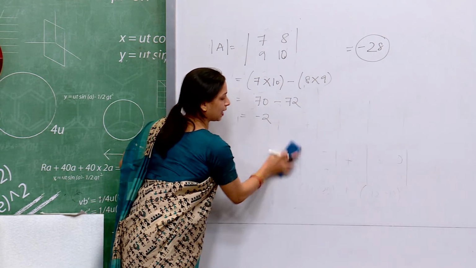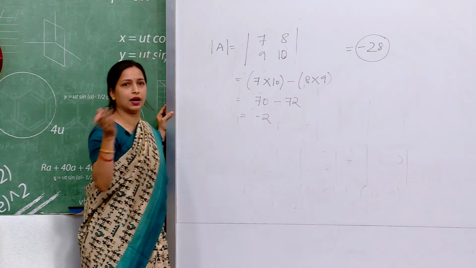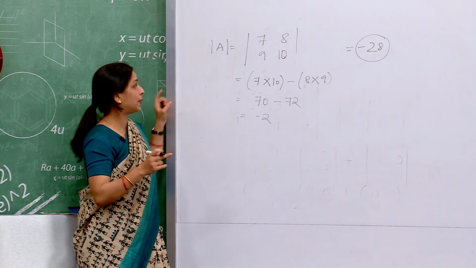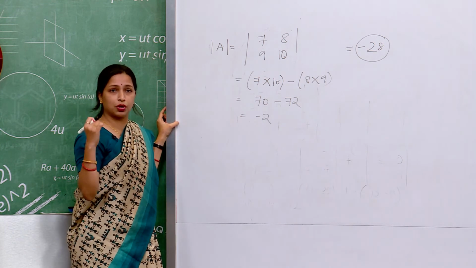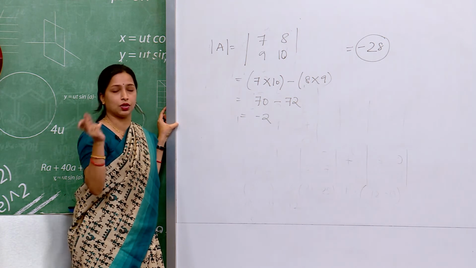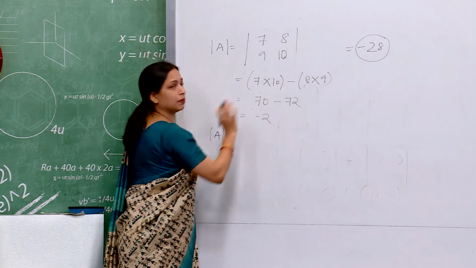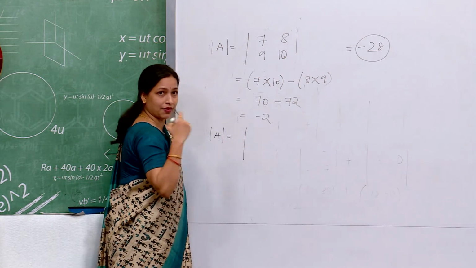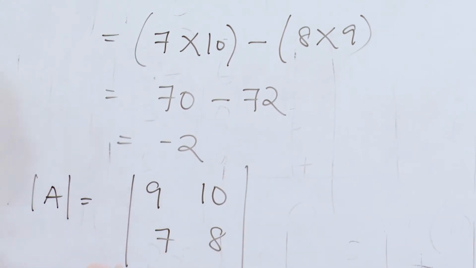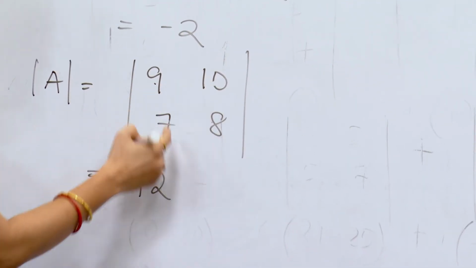Now, the property says that if any two adjacent rows are changed or any two columns, right, are changed. In the first property, the rows were changing into columns or the columns were changing into rows. But here it is saying row 1 will become row 2 or row 3, column 1 will become column 2 or column 3. So there is interchange among rows or among columns, not between rows and columns, right. So let us say here row 1 will become row 2. So I am placing 7, 8 in row 2. So 9, 10 here and 7, 8 in row 2, right. So now 9 into 8, 72, 10 into 7, 70.